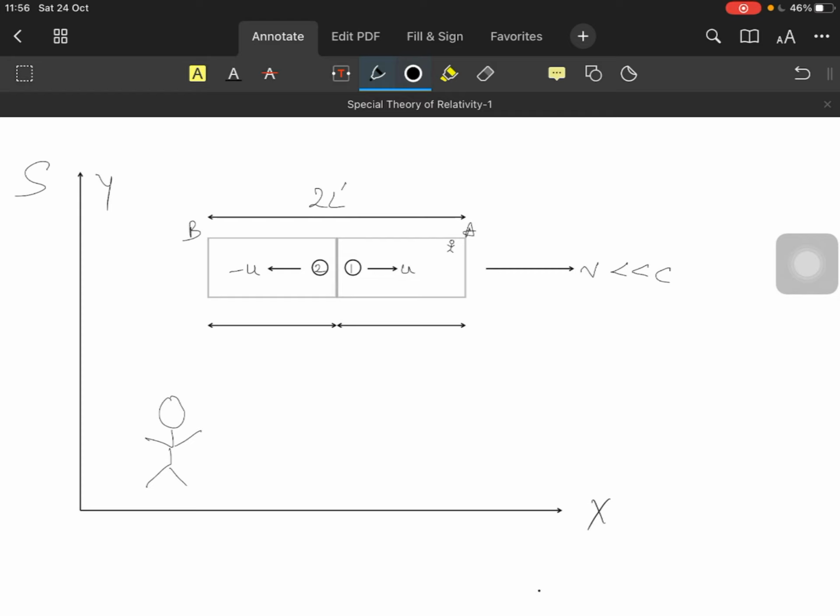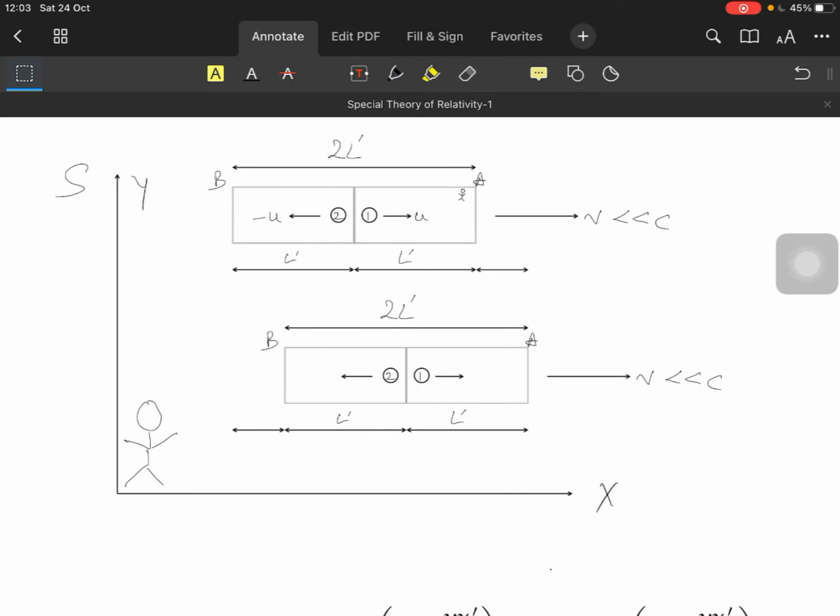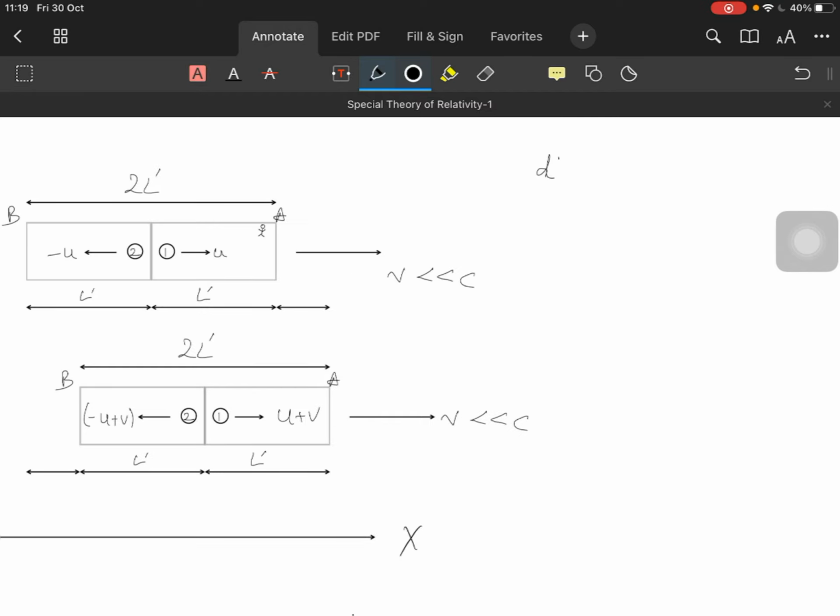For the passenger in the train, the balls will have equal speed and reach A and B simultaneously, obviously. For the observer on the platform, however, the balls will have different speeds. That is, the ball traveling towards A will have velocity u plus v, and the ball traveling towards B will have velocity minus u plus v. Now, let dt be the time the ball takes to reach A. In time dt, the train has moved forward by v dt. So, this is v dt and this is also v dt.